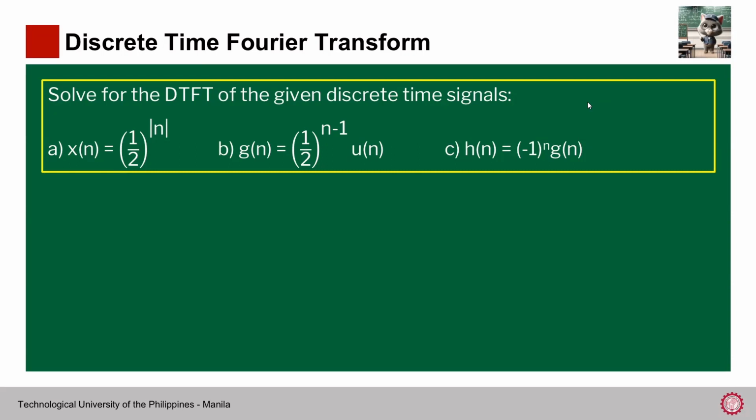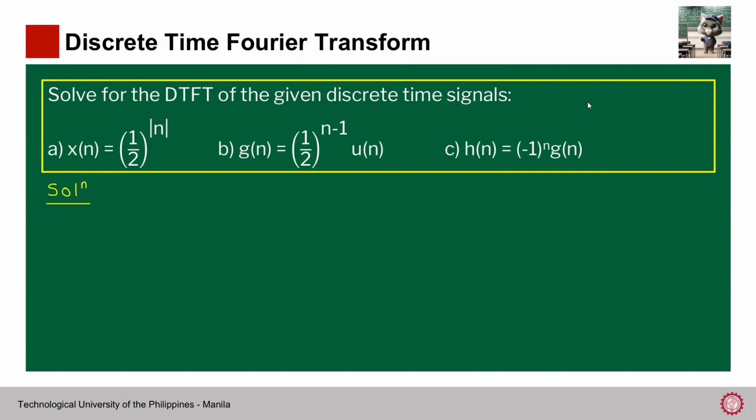So, what would be the solution? Let's start with the first given. To find the DTFT, usually what we do is we try to find its Z transform, if applicable. In most cases it is applicable, but we need to check the ROC, if it includes the unit circle. If it includes the unit circle, we just replace Z by e raised to j omega, and then we'll be able to find the corresponding DTFT.